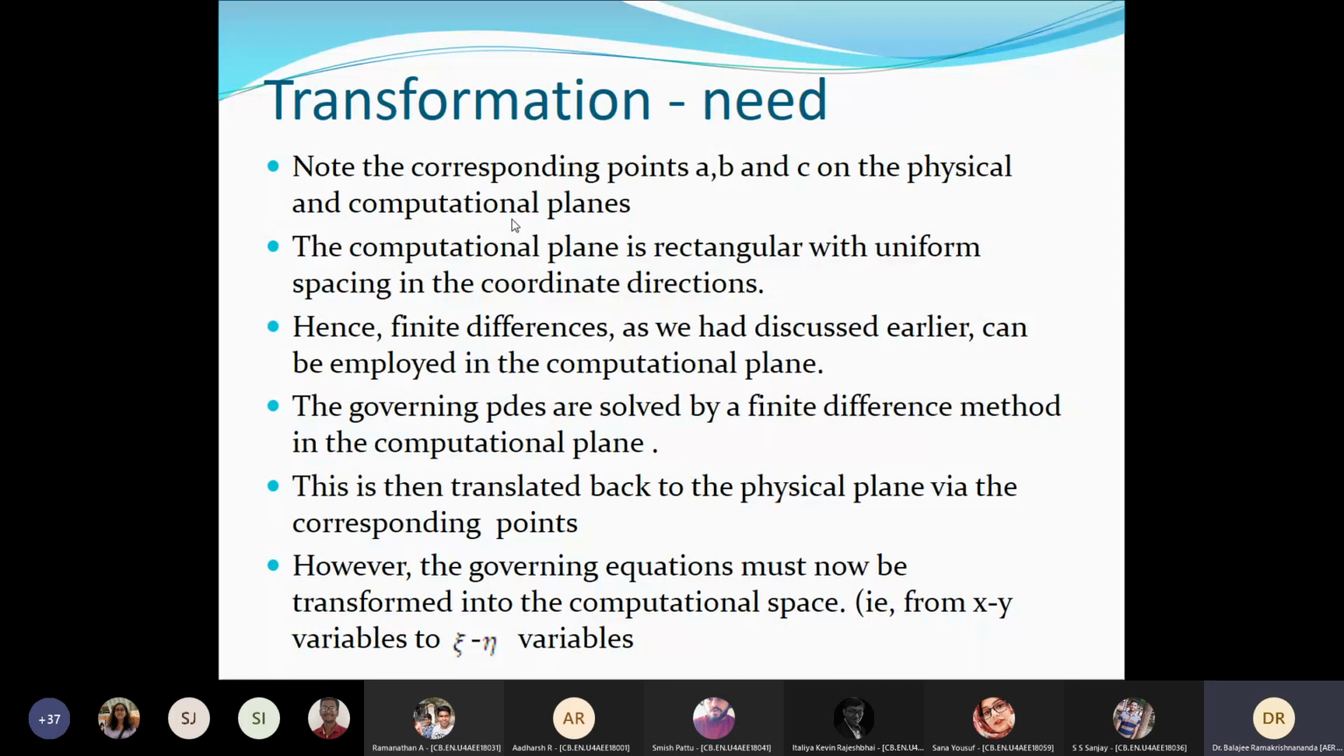But the governing equations must now be transformed to the computational plane. You can look upon zeta and eta as the indices. Suppose you have a point represented by 3, 2. Then zeta is 3 and eta is 2. So you can take them as the zeta and eta variables. At 3, 2, you will have an x, y. You will have a u, v, w, etc.